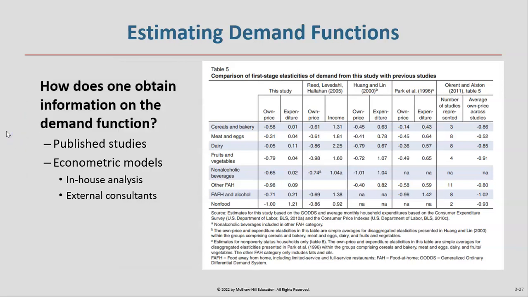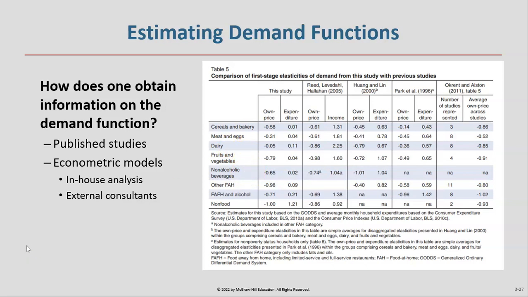maybe own and cross price elasticities, is from published studies. So maybe you can find a study that's published by a government agency or in an academic journal that just fits your situation perfectly. Here's a study from the USDA that contains estimates of own price elasticities for various types of food items.